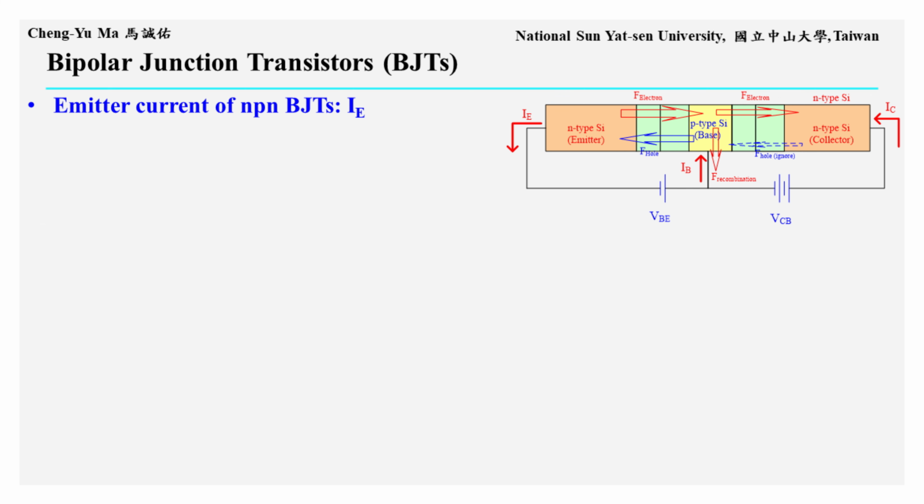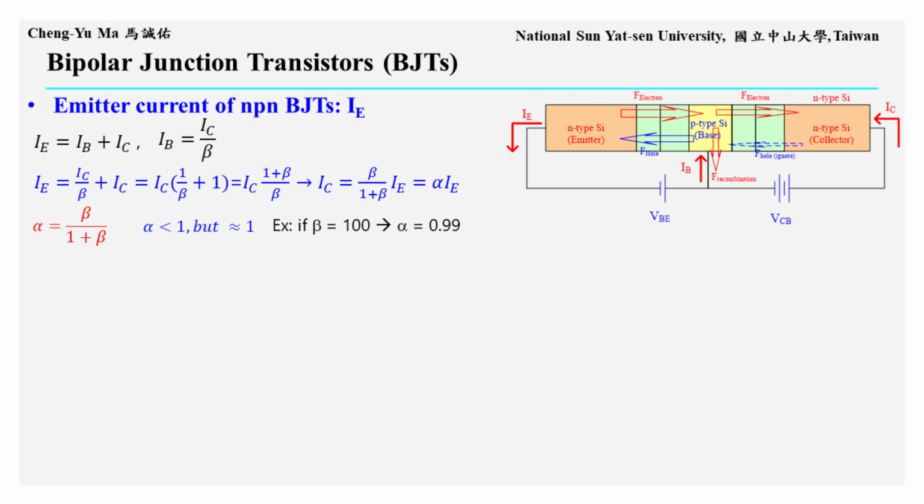Finally, we introduce the emitter current, IE. For a three-terminal device, the total current flowing into the device must equal the total current flowing out of the device. In this NPN current convention, the currents entering the device are IB and IC, and the current leaving the device is IE. Therefore, IE equals IB plus IC. Since IB equals IC divided by beta, we can substitute this relation back into the equation to derive the relationship between IE and IC. After substitution, IE equals IC divided by beta plus IC.